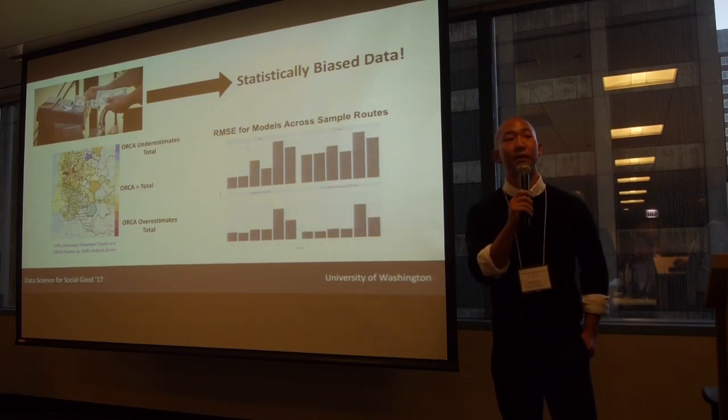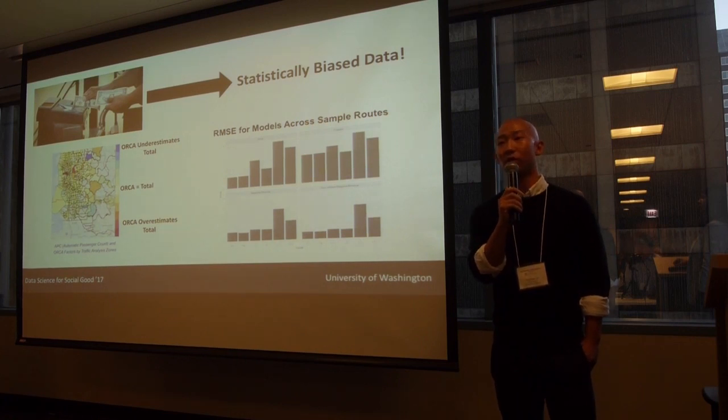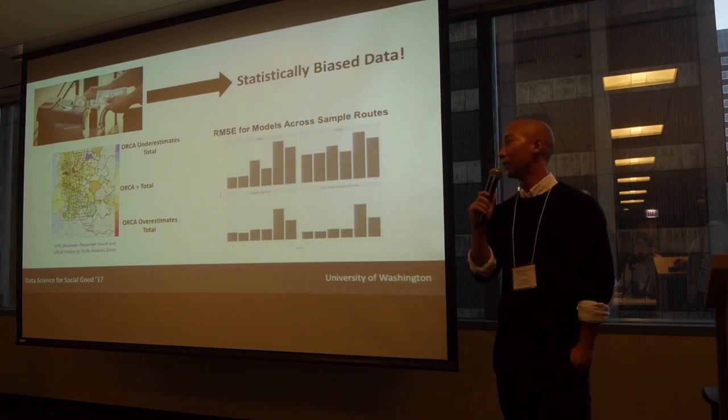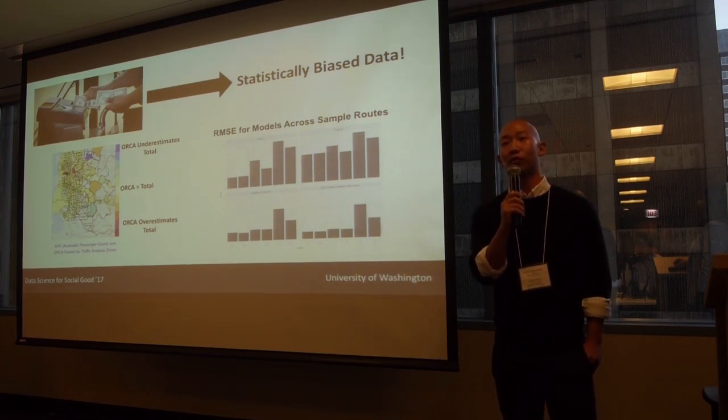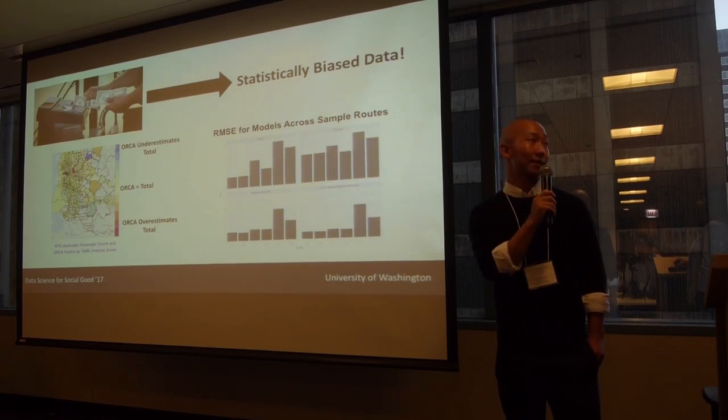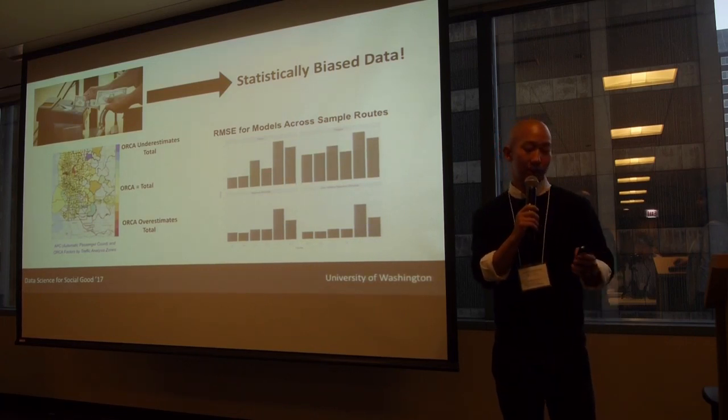Our final result is a series of models that perform, depending on the route, about 30 to 80% better than what we had before. And with these models, we should have a much better understanding of what transit ridership is in Seattle based on the data we have.